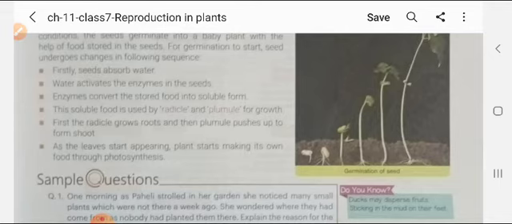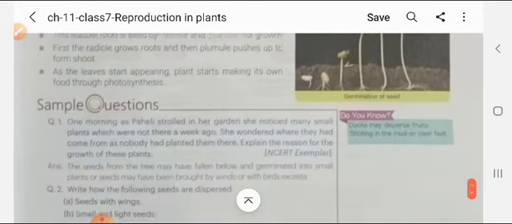After the leaves start appearing, the plant starts making its own food through photosynthesis. When the plant becomes big enough, the leaves of this plant start preparing their food. Till then, we have to take care of the plant.